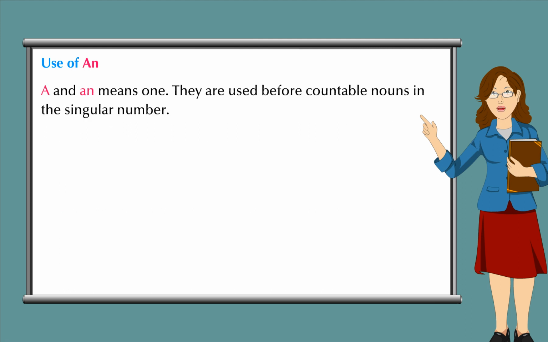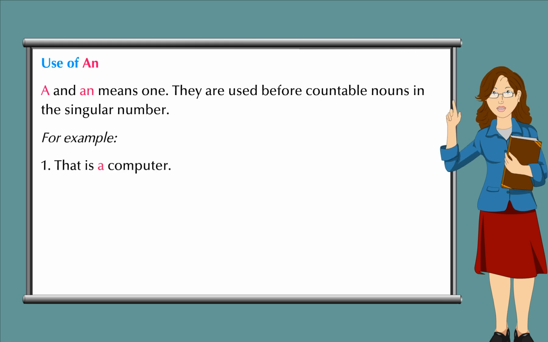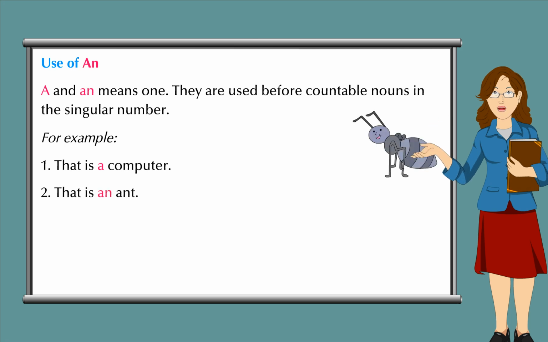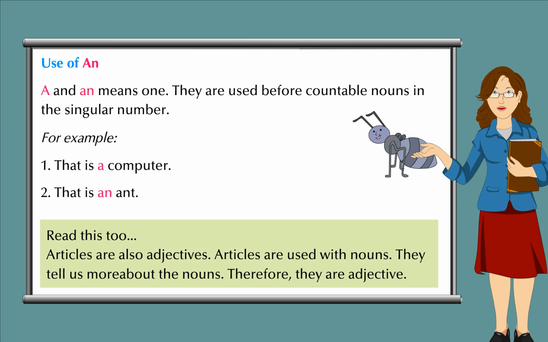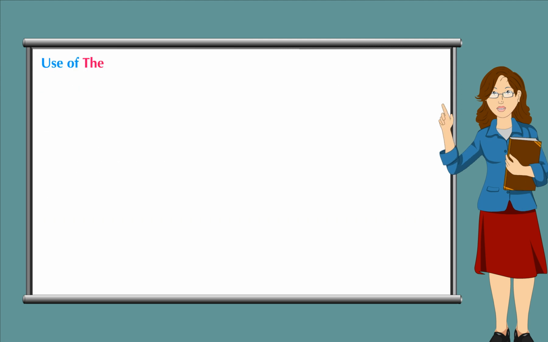A and an mean 1. They are used before countable nouns in the singular number. For example, number 1. That is a computer. 2. That is an ant. Read this too. Articles are also adjectives. Articles are used with nouns. They tell us more about the nouns. Therefore, they are adjectives.